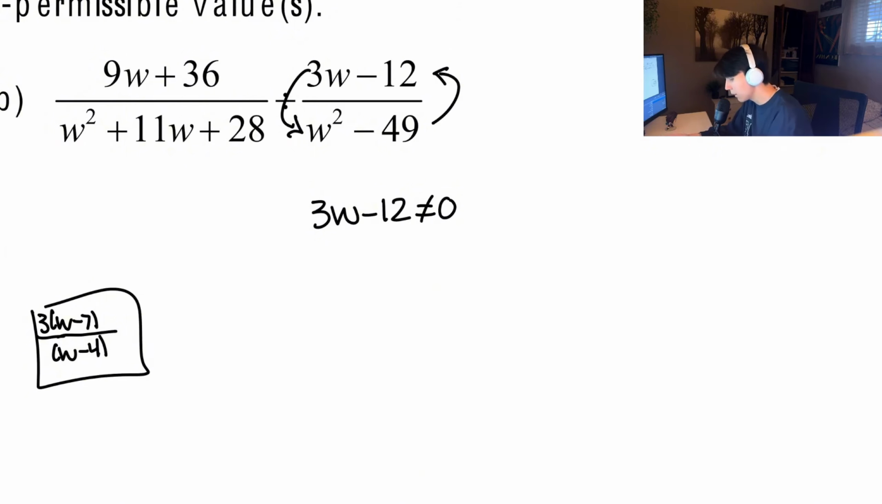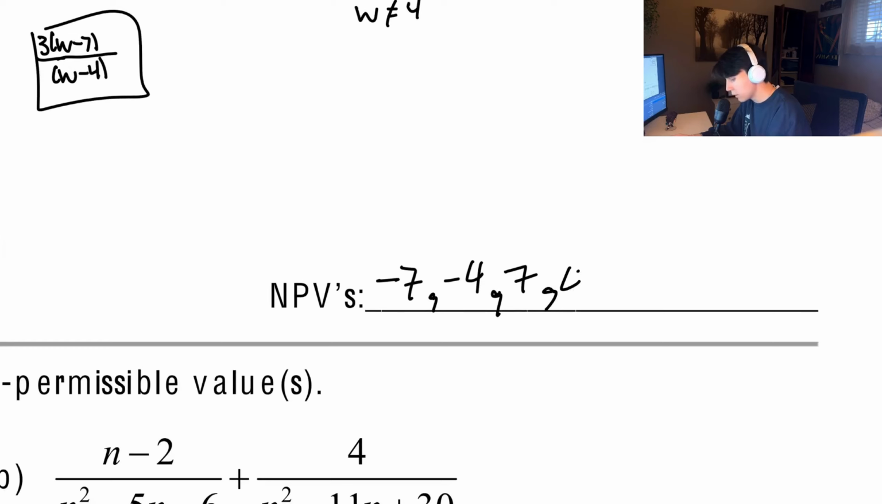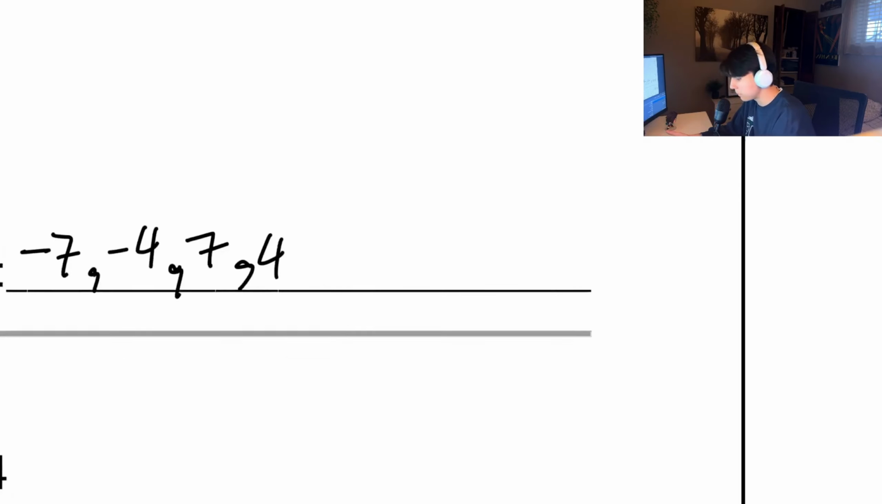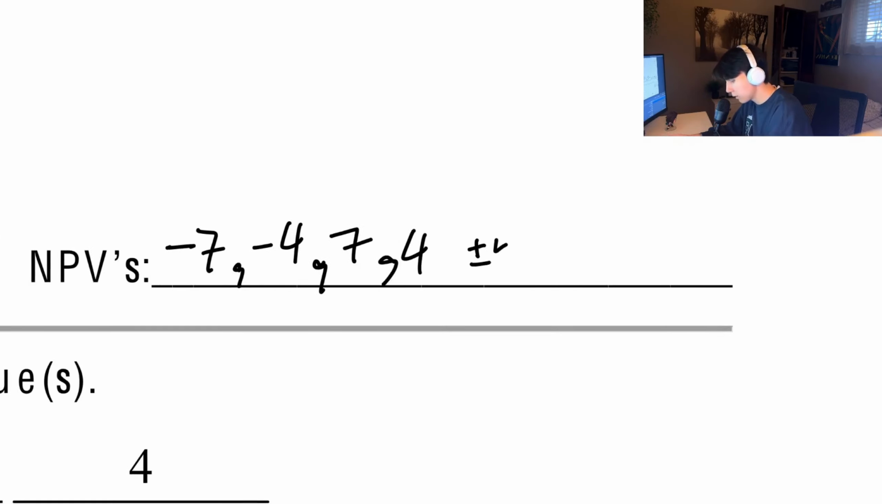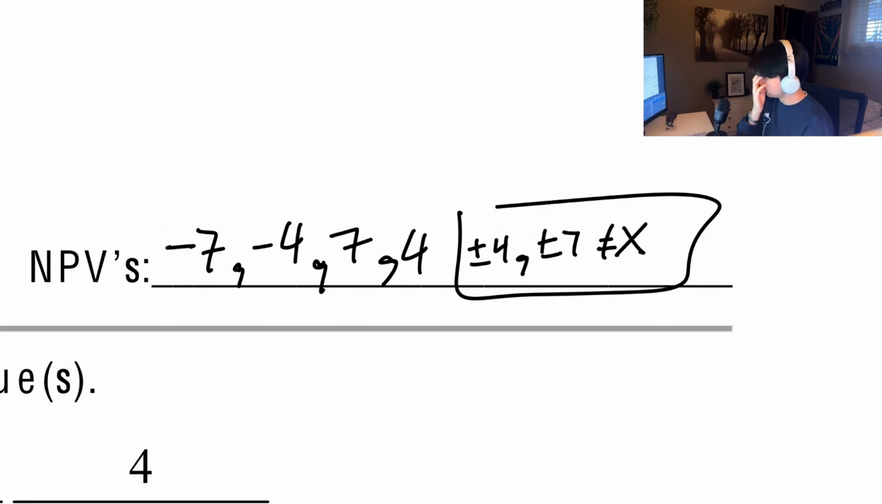So again, let's just set this not equal to 0 and add 4 to both sides and get x is not equal to 4. And basically, those are going to be your 4 NPVs here. So you have plus or minus 4 and plus or minus 7 as your NPVs, which is what x cannot be equal to. That's cool. Now we are done.